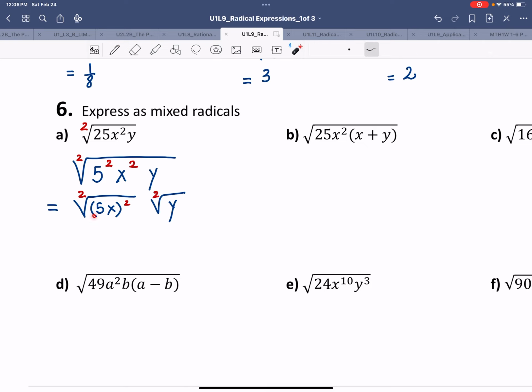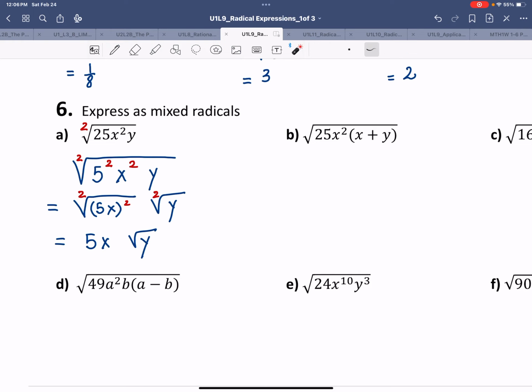The square root of 5x to the power of 2 will bring 5x outside. Because the power is the same as the index, we'll have in here 5x. And then we have the square root of y here.